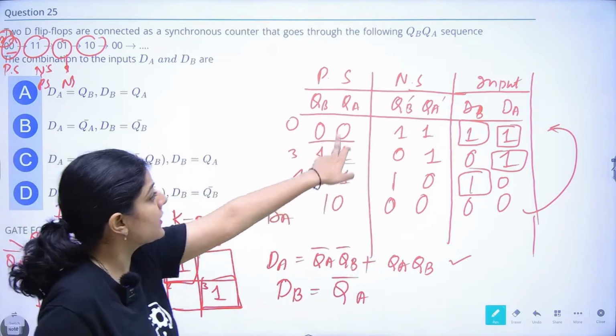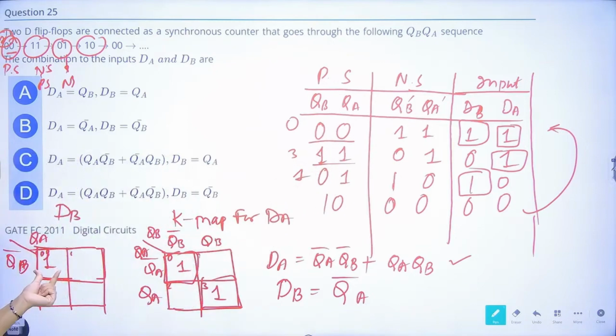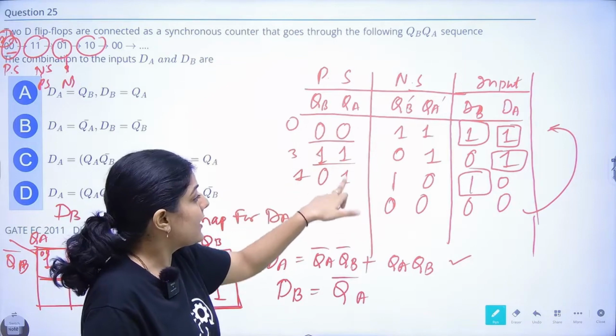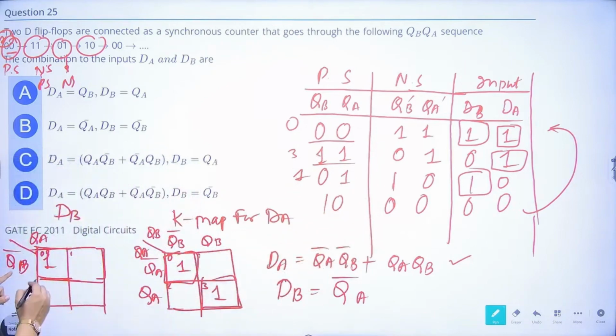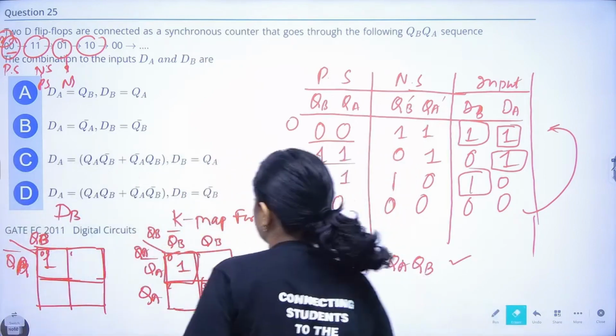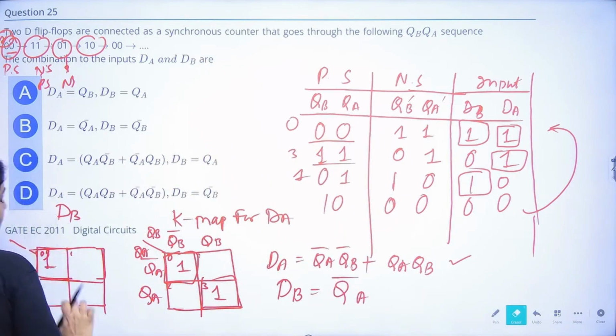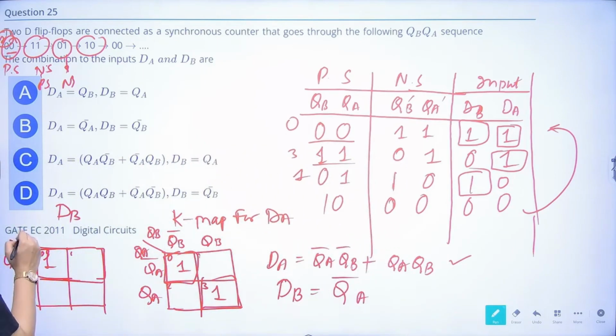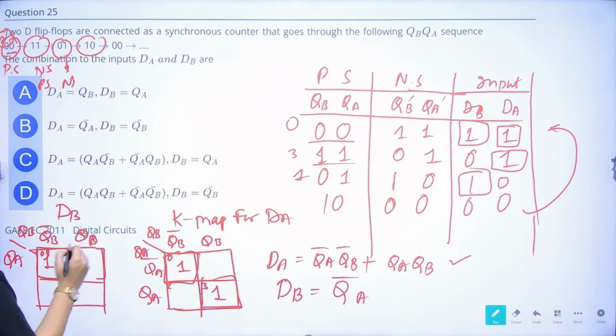Right. In this, if you see, these are 0, 0. So 0, 0 will be present here. But this is 0, 1. So QB value is 0 and QA value is 1. So QB value should be 0 and QA value, this is QA, this is QB, sorry. This is QA, QB, QB bar, QB, QA bar and QA.